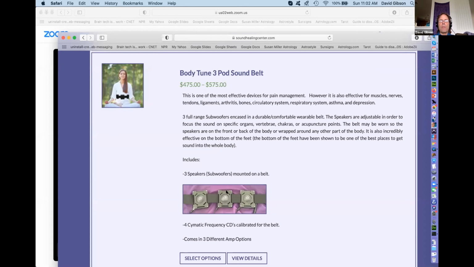But what's cool about this, these are the resonant frequencies of cells, of the organs, of the vertebrae, and all the different parts. These are the resonant frequencies of the nerves when they were healthy. So it's not only stopping the pain, it actually will overcome it and get rid of it completely. And that's very cool.